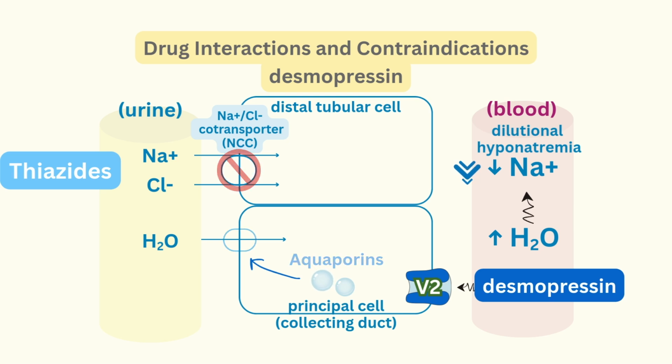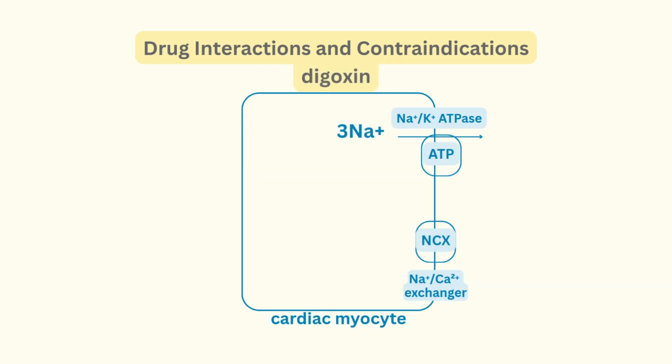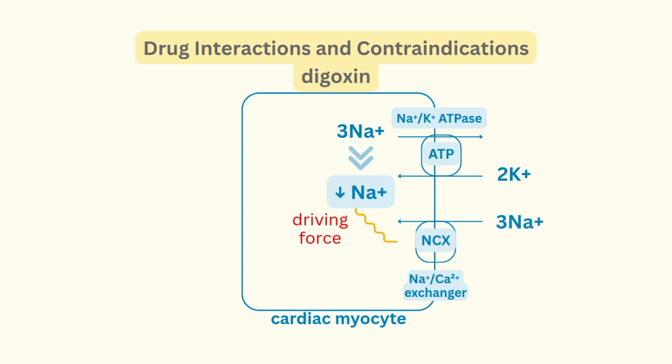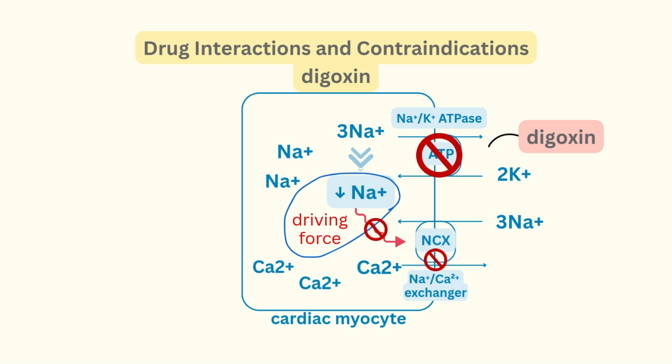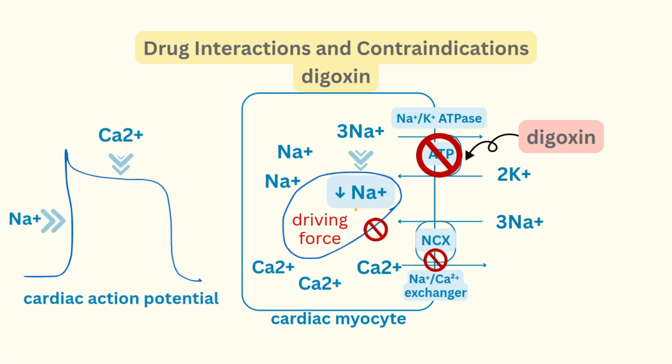Second, digoxin. Normally, cardiac myocytes pump sodium out, keeping intracellular sodium low. This low sodium serves as the driving force. Sodium enters and calcium is pushed out. Digoxin blocks the sodium-potassium ATPase, so sodium builds up inside. The driving force is lost, calcium cannot leave, and it accumulates in the cell. More intracellular calcium means stronger cardiac contraction.